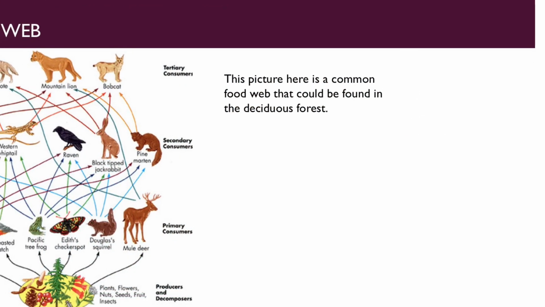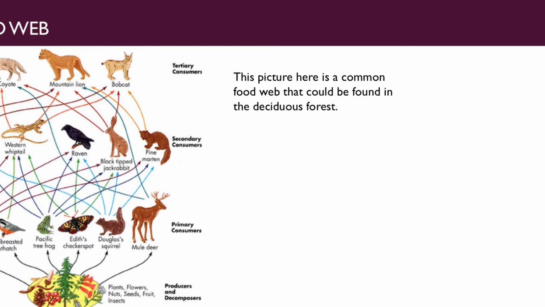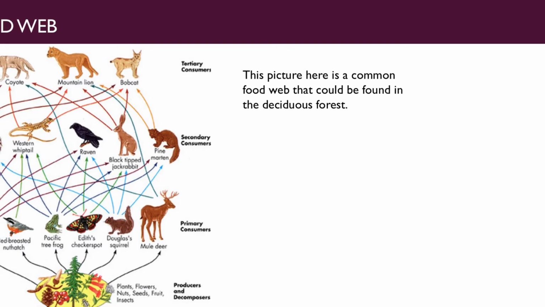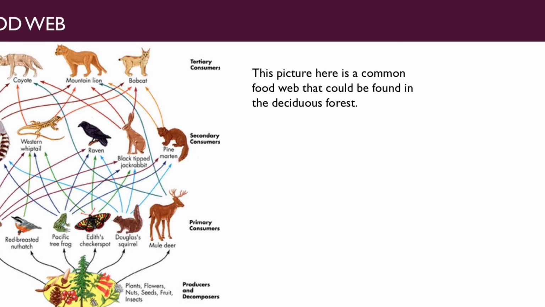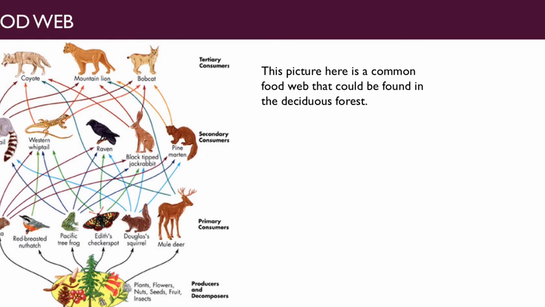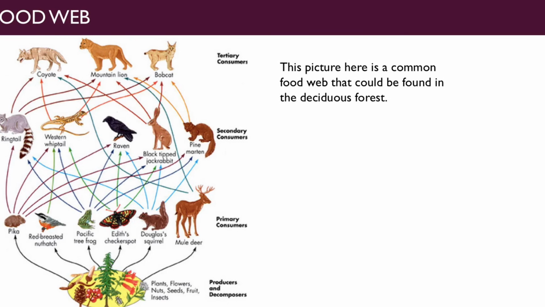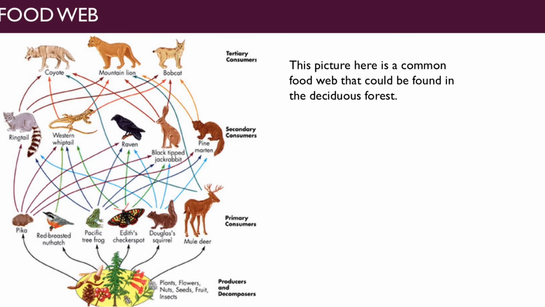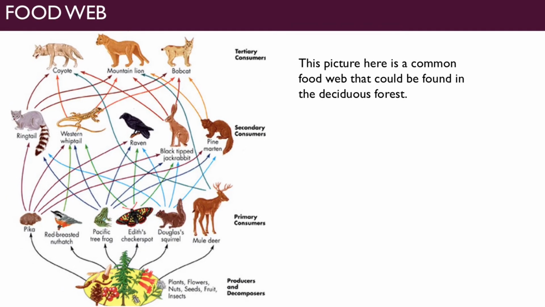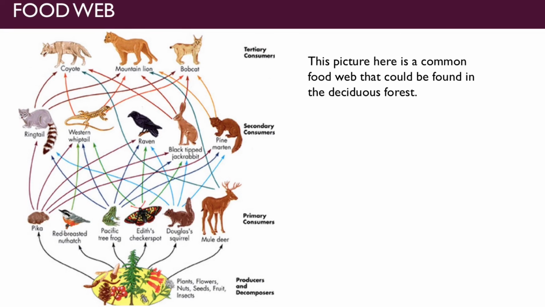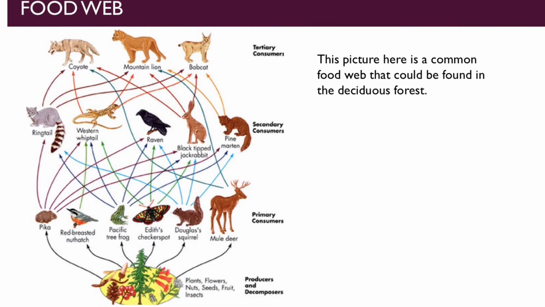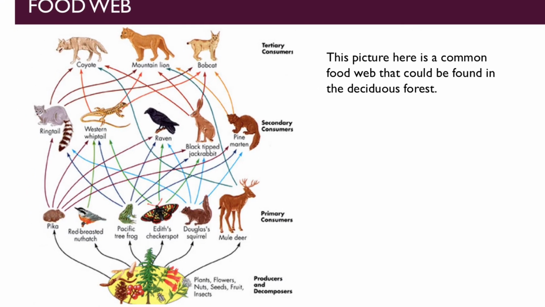This picture here represents a common food web that can be found in the deciduous forest. At the bottom, we have the producers, such as the plants and seeds. On the second level, right above them, we have the primary consumers, such as the deer and the squirrel. On the third level, we can see the secondary consumers, such as the ring-tailed raccoon and the black-tipped rabbit. Finally, on the fourth level, we have the tertiary consumers, such as the coyote and the bobcat.